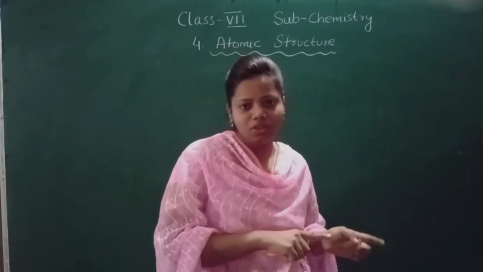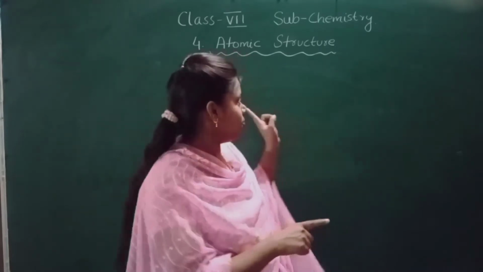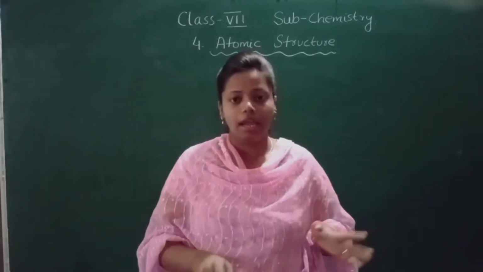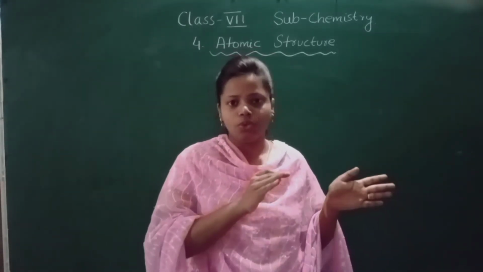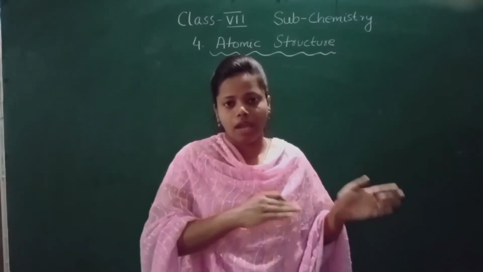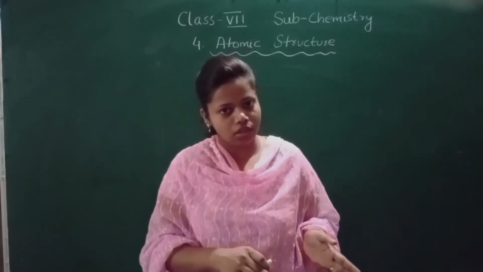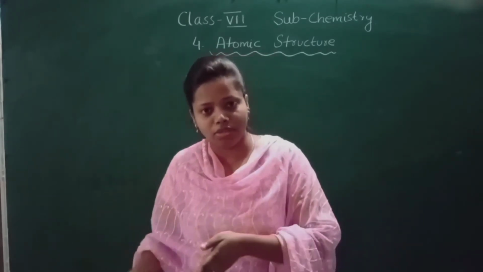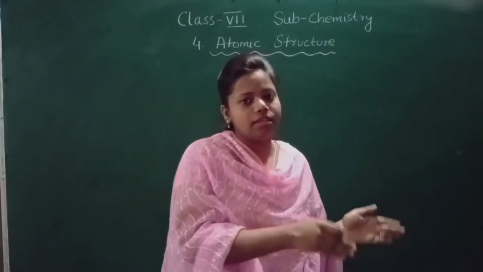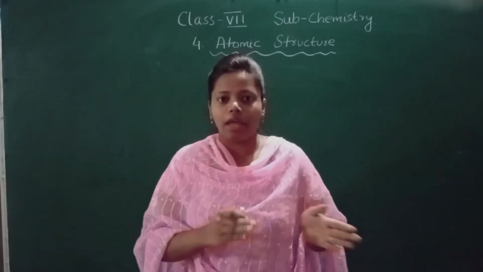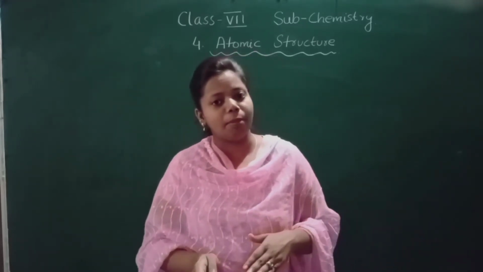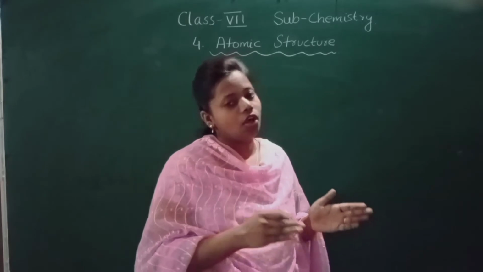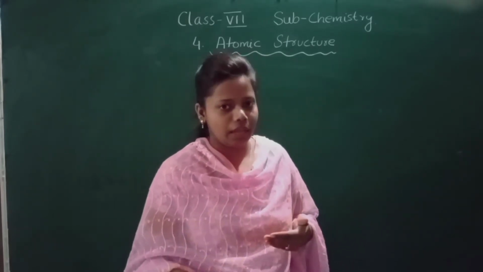As in my previous online classes, I have started chapter number 4, atomic structure, and in that chapter I have taught you many things about atoms, about molecules, about the representation of molecules, what is atomicity, and in my previous online class I have taught you about valency. And what is valency? Valency is the combining capacity of an atom of an element.